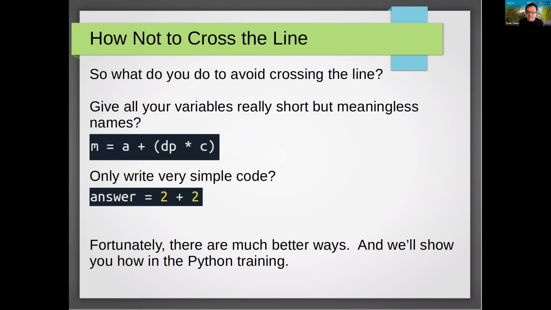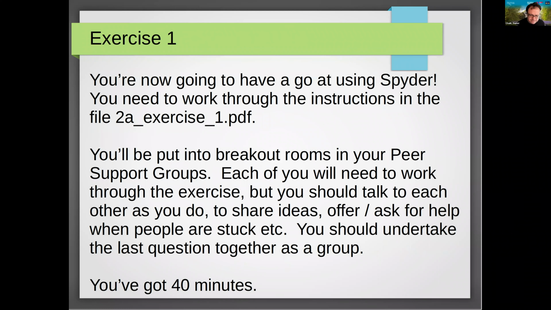There's ways in which you can cross the line. If you're sat there thinking, well, does that mean I have to give all my variables really short names so that I don't make my lines of code too long, or only write really simple code? No, it doesn't. You'll see when we do the Python training, there's lots of ways in which you can split a line that would be very long over multiple lines, so it doesn't cross that 80 character border. Okay, I will stop talking there, and I'm going to hand over to you to have a go at this.